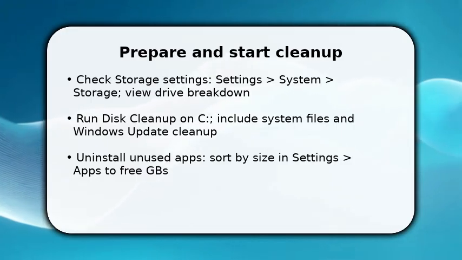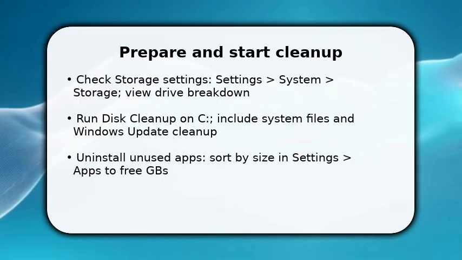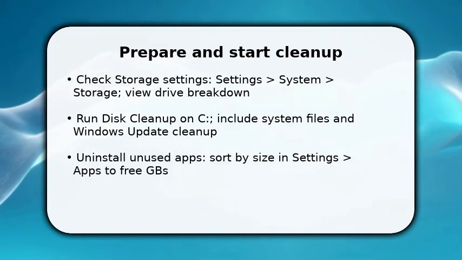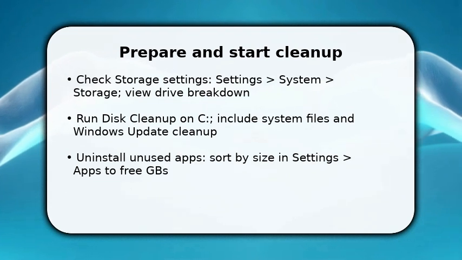Next, run disk cleanup on C and include system files. This removes update caches and leftover installers. Finally, quickly uninstall large unused apps using Settings apps. Sort by size to remove the biggest offenders first. These steps free immediate space and reveal deeper issues to address next.